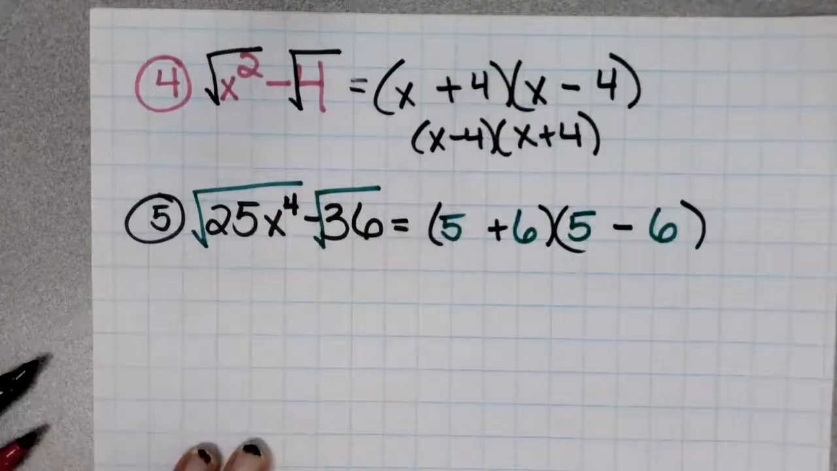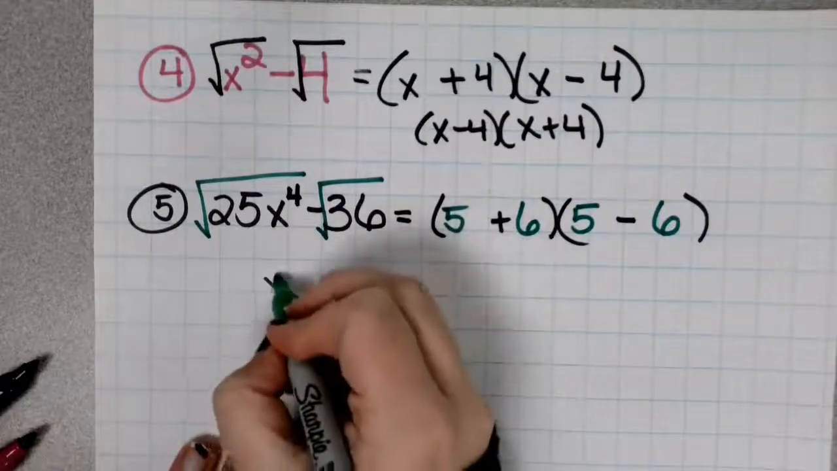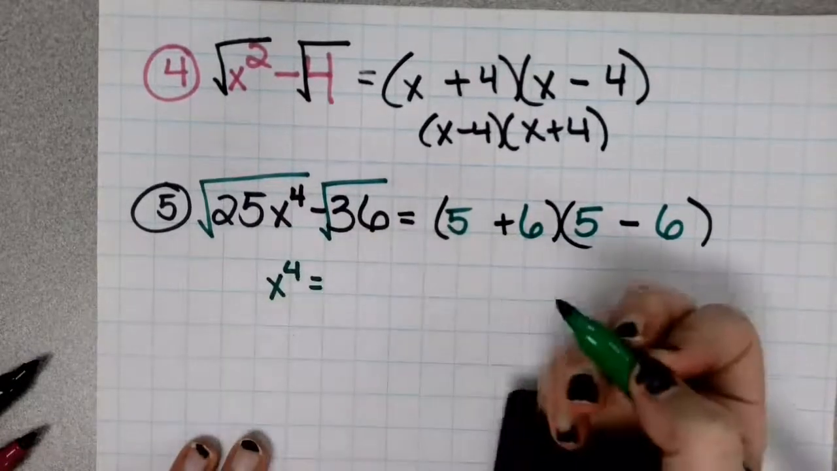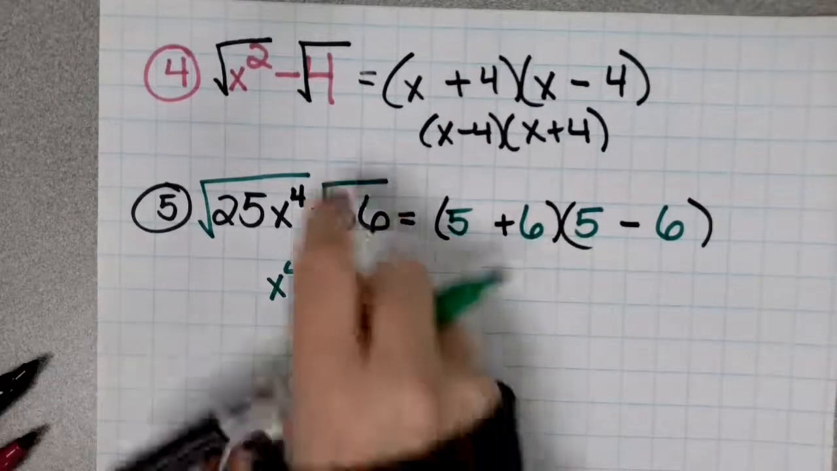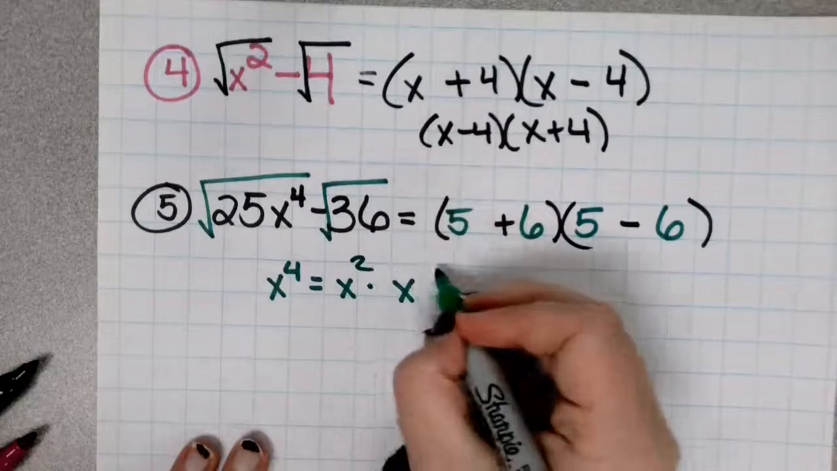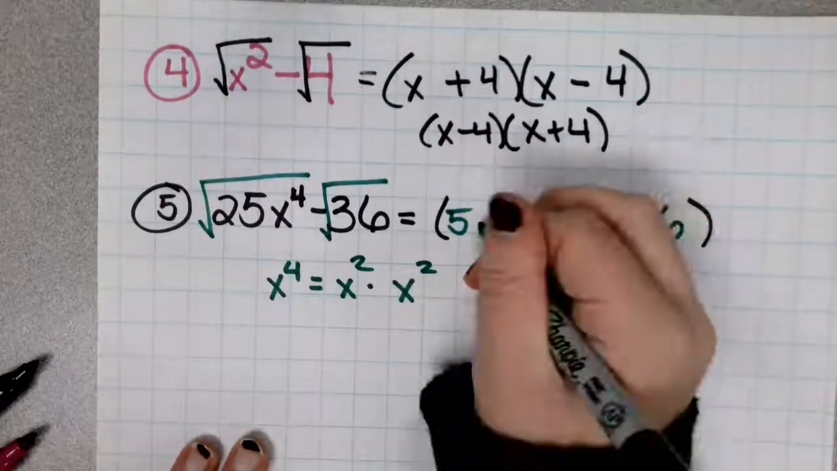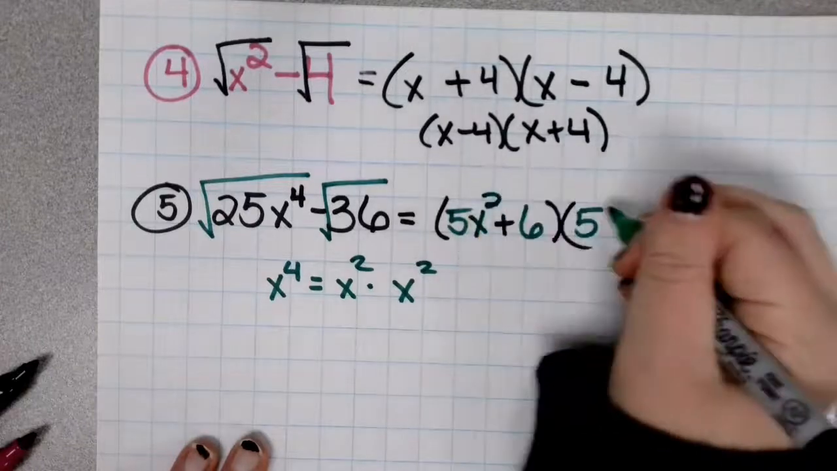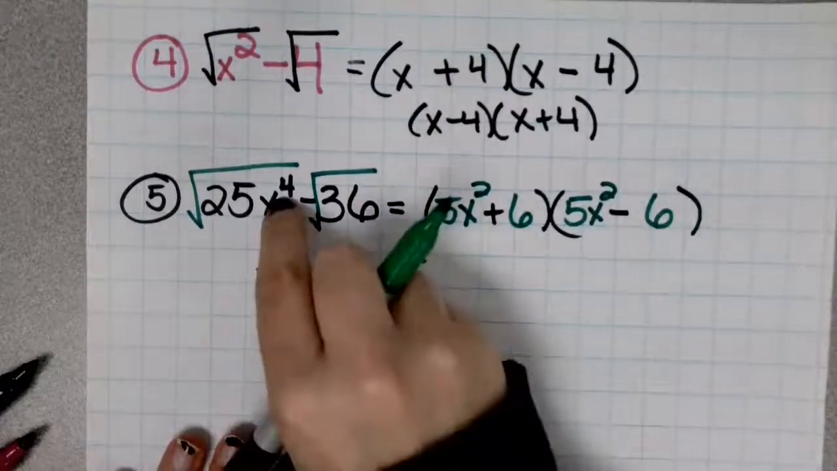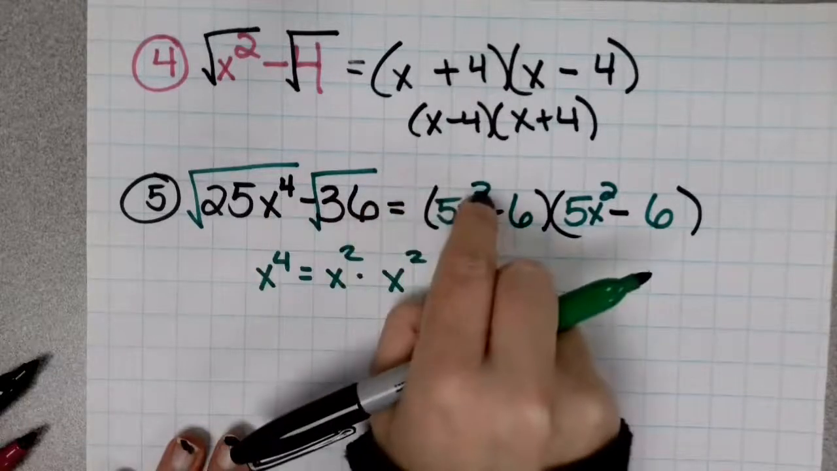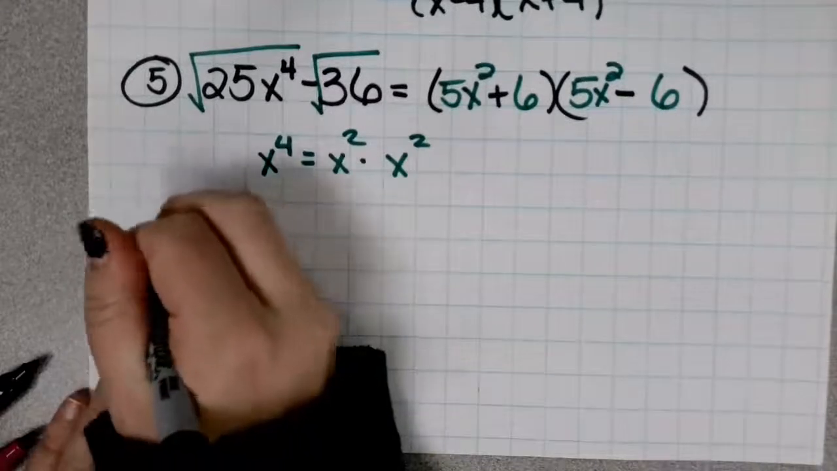Square root of x to the 4th is really just, we have to figure out what times itself is going to get us x to the 4th. x times x gets us x squared, so x squared times x squared gets us x to the 4th. 2 plus 2 is 4. x squared, x squared. Another way to look at it is you just divide that number by 2, and then you write it twice. Alright, last example.